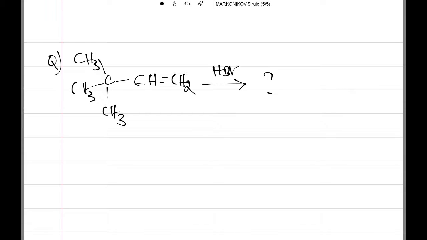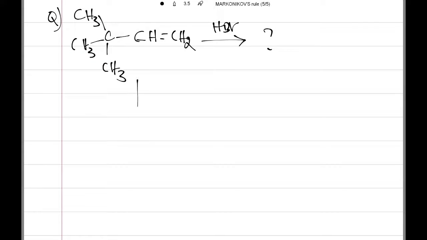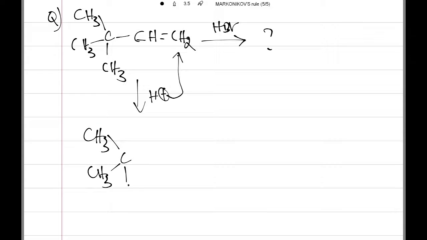What is the product of the reaction? In the very first step, H plus is attached to the more stable side, the side with more hydrogens, and we get the first intermediate: H3C, this is CH3, and one more CH3. This is attached to the CH, and the CH carries the positive charge.